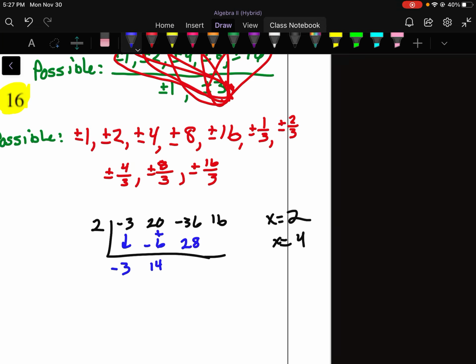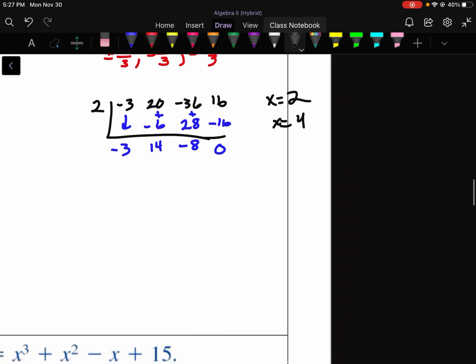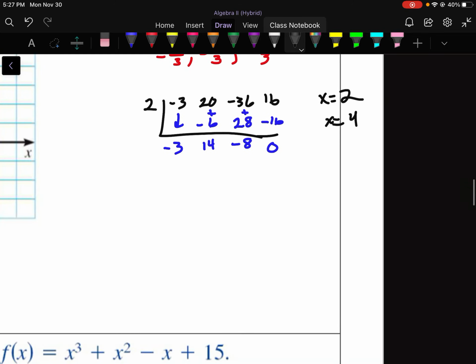14 times 2 is 28. Add them up, we get -8. -8 times 2 is -16, and there we go. Feeling pretty good. That means 2 is a solution. Can confirm. All right, so that means we are left with -3x squared now, plus 14x minus 8 equals 0.